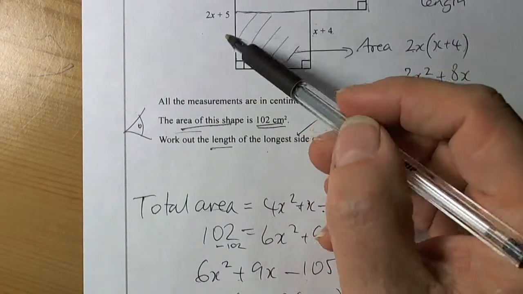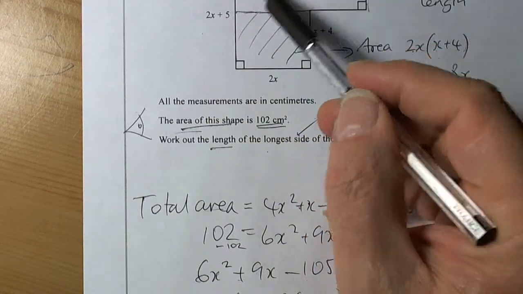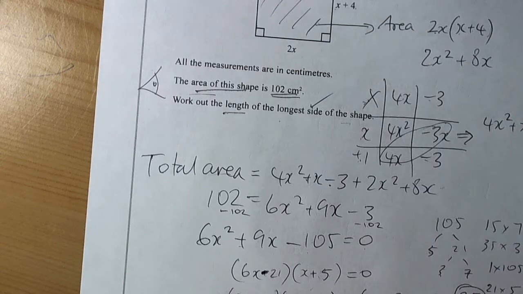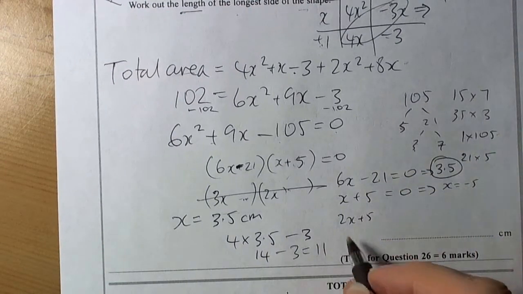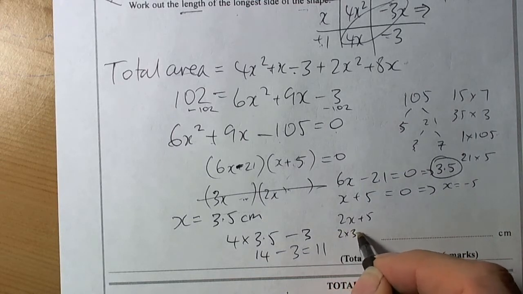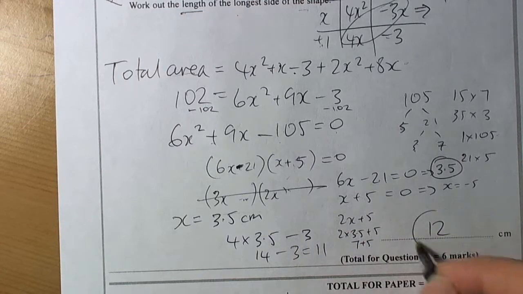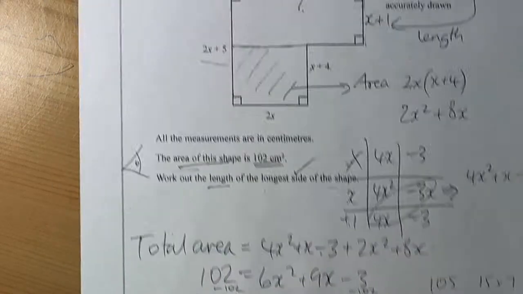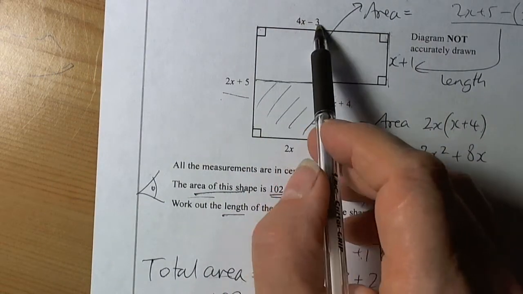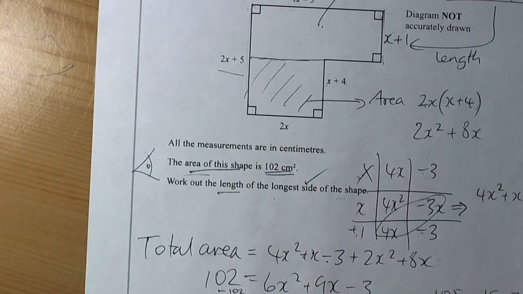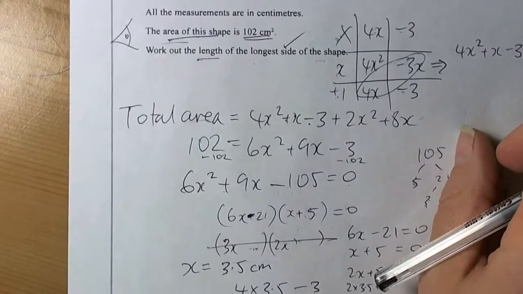So quickly check that nothing's going to be bigger. Well, actually, 2x plus 5. That's going to be 2 times 3.5 plus 5. 7 plus 5 is 12. So we've been really careful that we've checked what looked like it was the longest side. When we actually work it out, it gives us an answer of 11. When we work out this one, it gives us an answer of 12. So 12 centimetres must be the answer.